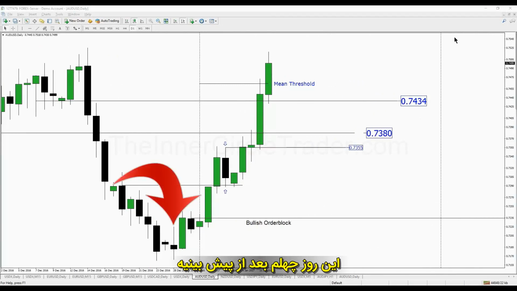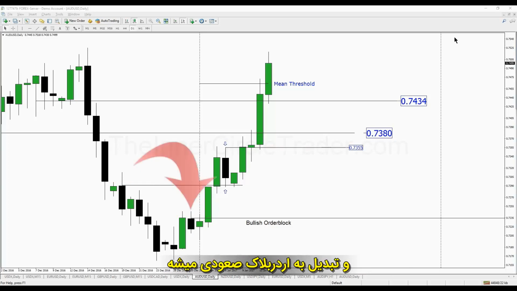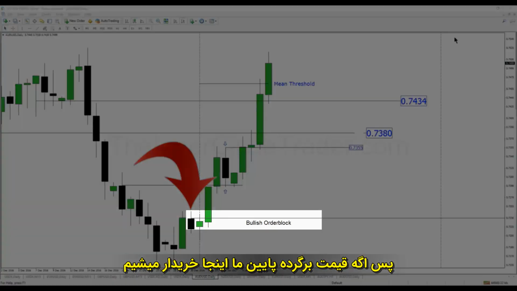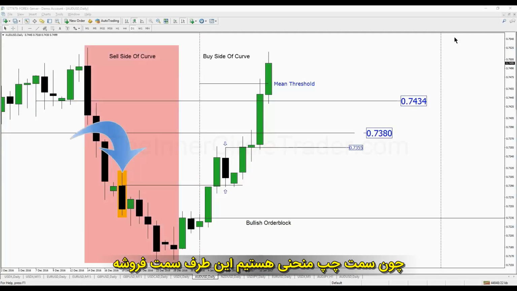Here's that 40-day cast forward day. That's the very day, and this is that down candle or down open, high, low, close candle, that small little one. And then here's the last one, or the 40-day look forward from the 1st of November. Price goes higher from there, creates a down candle. Price moves above that candle here. This becomes a bullish order block, so if price was to ever come back down, we could be a buyer there. I said we'd like to see some bullishness on this candle here because we're on the left side of the curve. This is all the sell side.